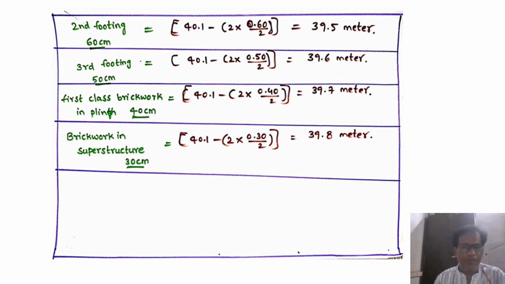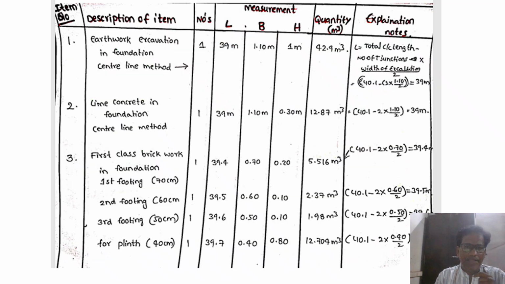Why am I speaking about centerline length? We are discussing the centerline method in evaluating the estimation of the different items of work. Here you see the centerline length is 40.1, but this time minus 2 times the number of items repeated at junctions, two T junctions, especially at the partition. Here the wall thickness is 0.3, so 0.3 by 2, the width of the item by 2, and now I am getting 39.8. This is the actual centerline length.